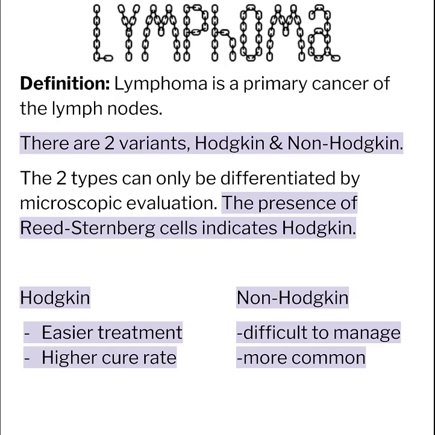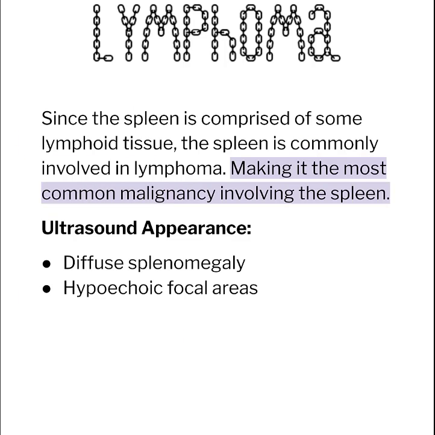There are some big differences between Hodgkin and non-Hodgkin in the way that it is cured and the way that it is managed. Hodgkin lymphoma is easier to treat, therefore really comes with a higher cure rate. Non-Hodgkin lymphoma is very difficult to manage and unfortunately is the more common form of lymphoma. As I mentioned, the spleen is comprised of a lot of lymphoid tissue, so the spleen is commonly involved with lymphoma. Lymphoma then is the most common malignancy of the spleen because of this.